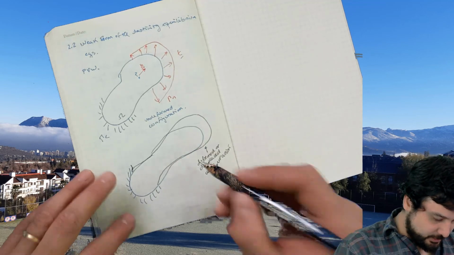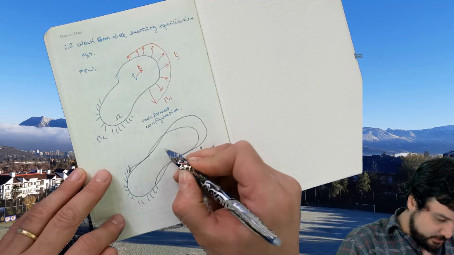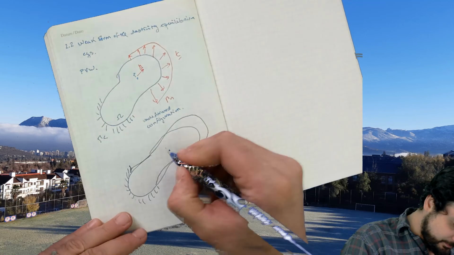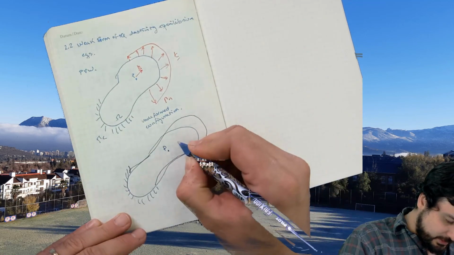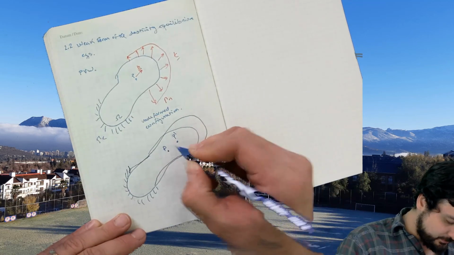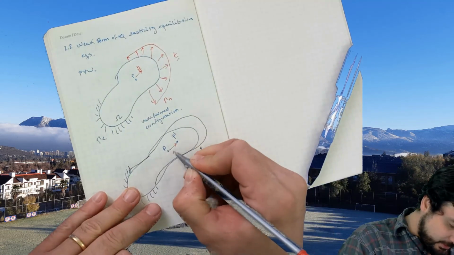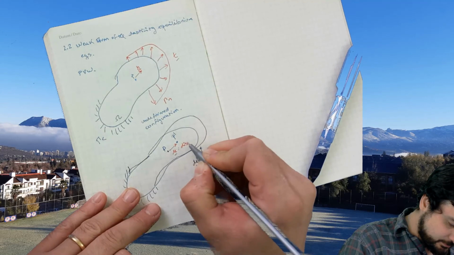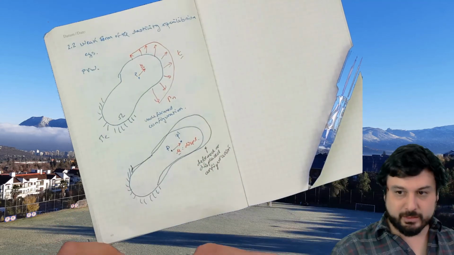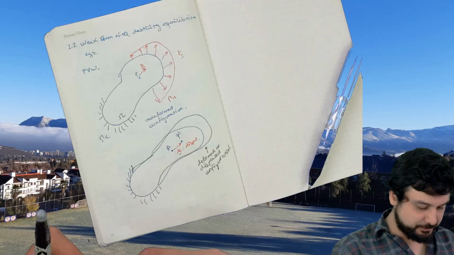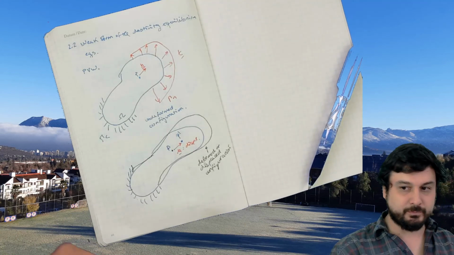And for each point P, so if this is P, this is going to end up at a point P prime, and the vector field that takes you from P to P prime is the displacement field. So we talked about that when we were stating the strong form of the equilibrium.